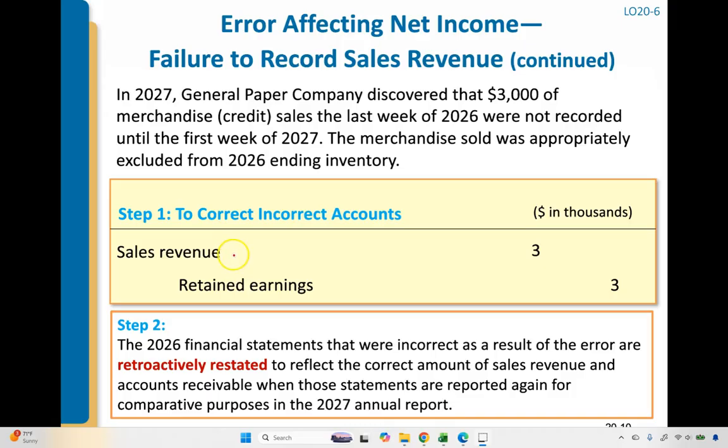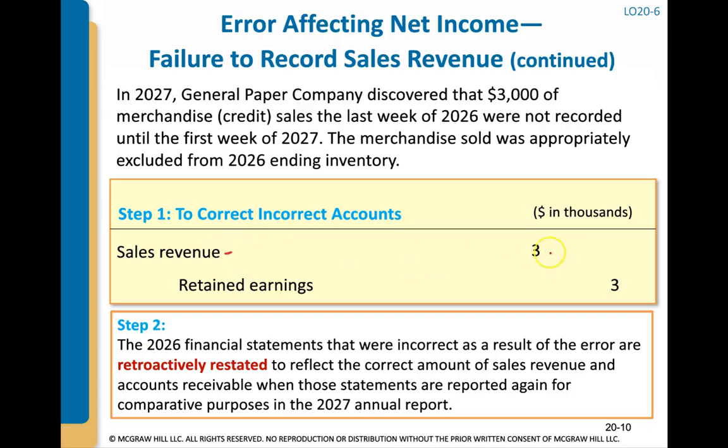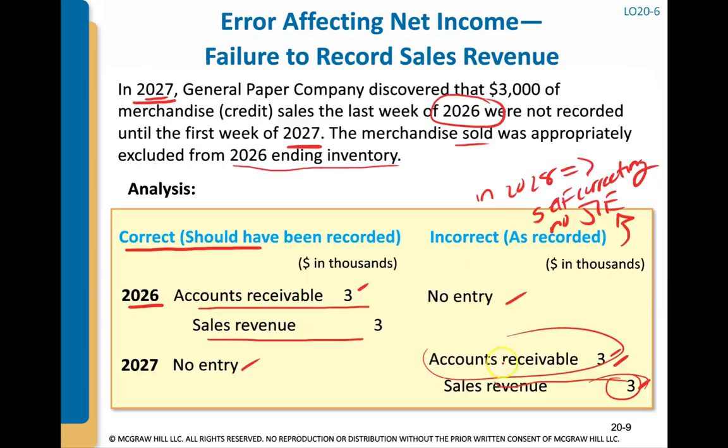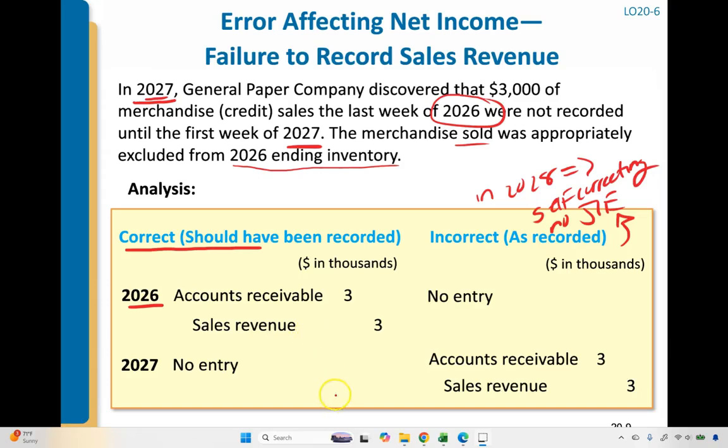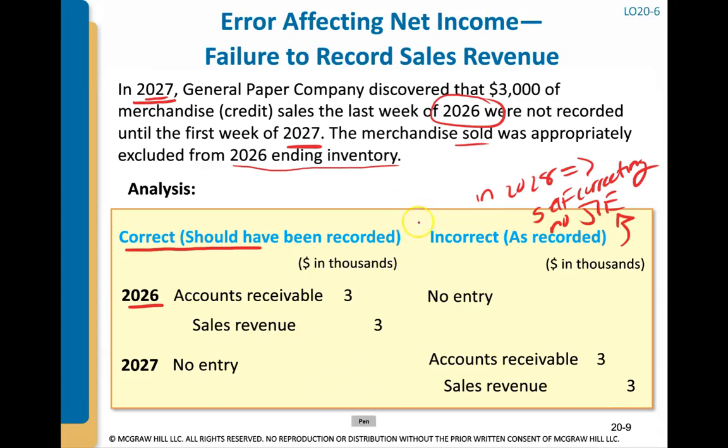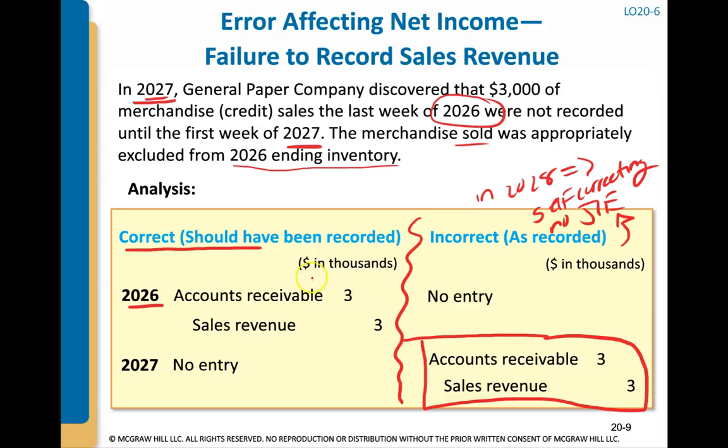So to correct the incorrect amounts, we would debit sales revenue and credit retained earnings for 3,000. Let's go back and see why that is, to make more sense of it. So now we're in 2027, right? And we have recorded this entry. This is the only entry that's on our books. This entry is not on our books at all. And so the accounts receivable portion is correct, so we're not going to change that, because we do have an accounts receivable for $3,000, and that's proper. It should have been recorded last year. It's recorded this year, but it's correct.